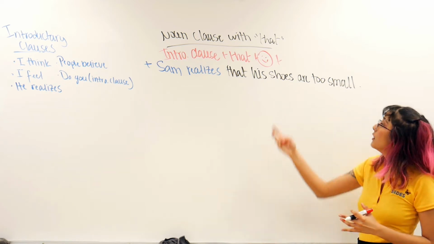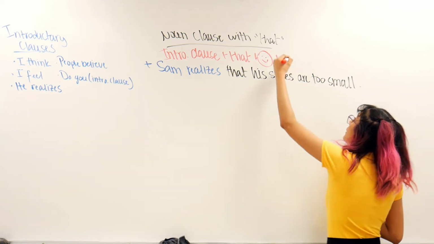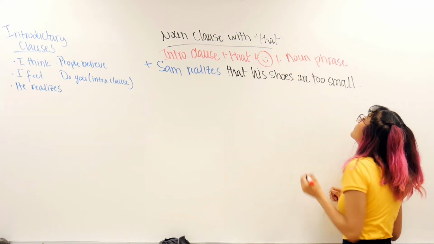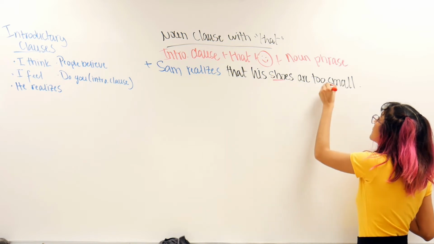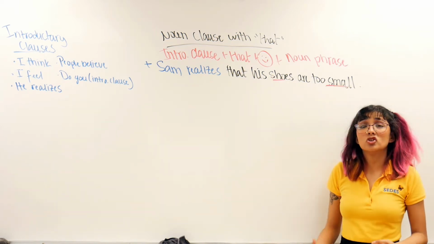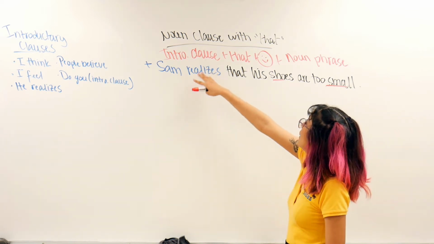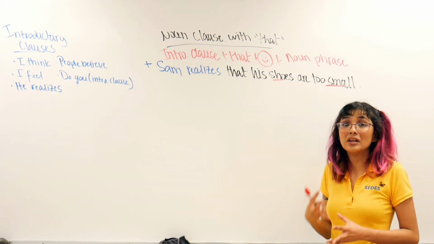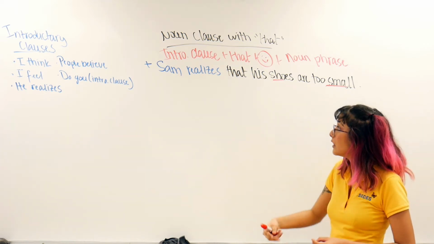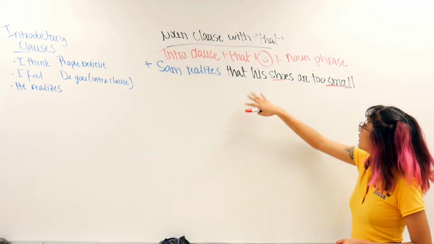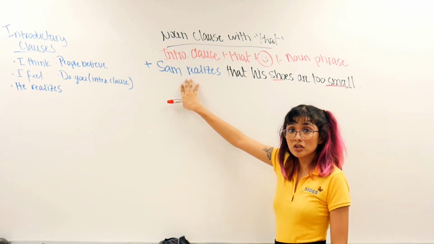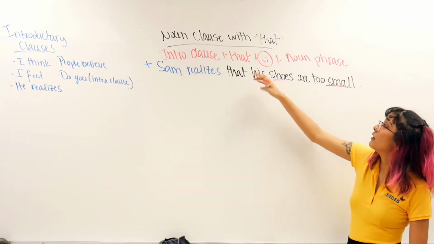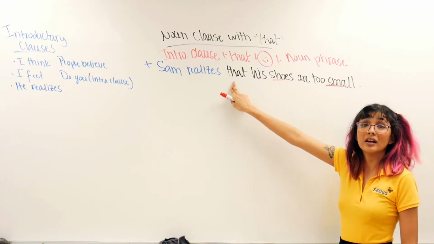Because I am describing the noun, which is shoes, this now becomes a noun phrase. I am describing the shoes and the size of them. So Sam realizes that his shoes are too small. This is a noun clause because we are describing what is happening, or how the noun is affecting the person. You're always going to have your introductory clause at the beginning, and to connect it with your noun phrase, you're going to use the word that.